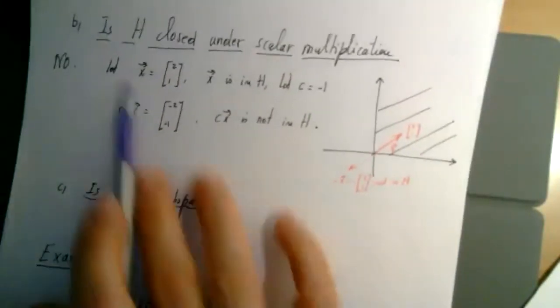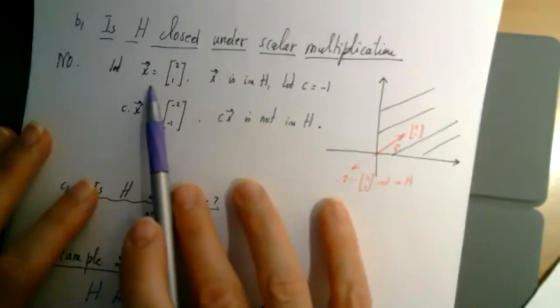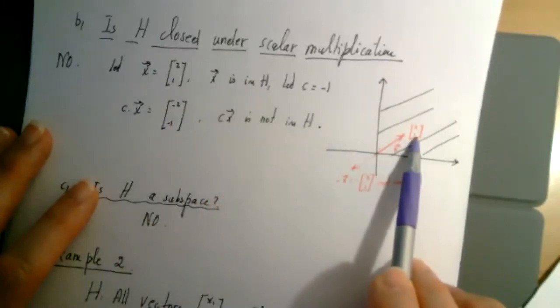So C could be negative, and because of that, if I take C to be negative, my new vector will not be in my space H. So geometrically, it seems to be definitely false. So now we go back to, how do you have to show it? You give me an example. Is H closed under scalar multiplication?